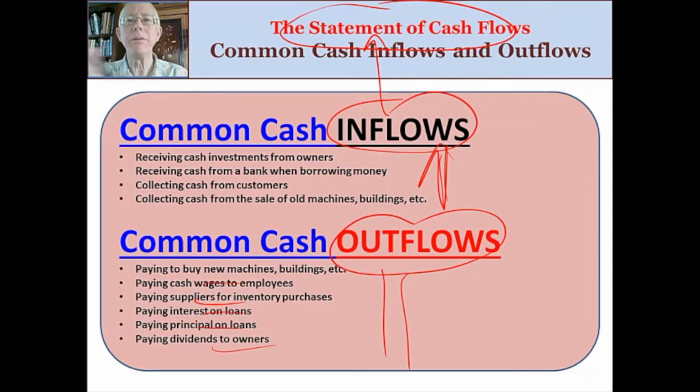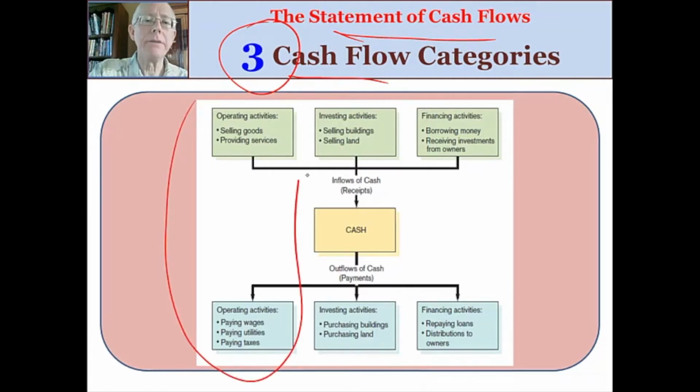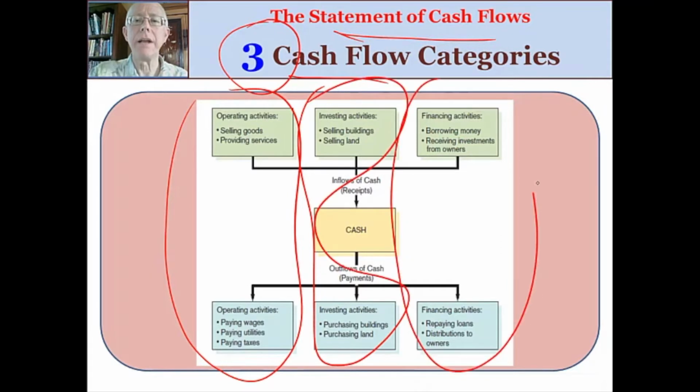So the simple insight to the statement of cash flows is this. Let's take all the inflows and the outflows. That's easy enough to identify. We can follow the cash, and we're going to organize them. Here's how we organize the cash flows in the statement of cash flows. They're organized into three categories: the operating activities, the investing activities, and the financing activities.